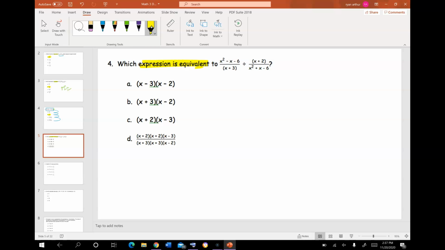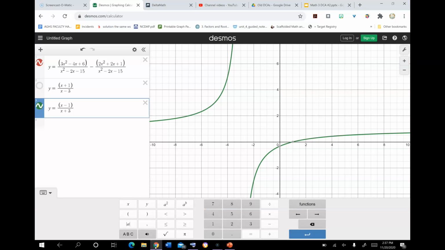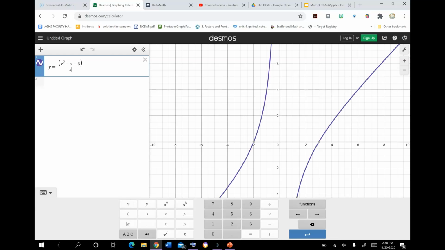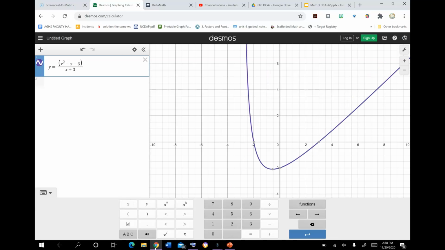Okay, so we're going to go back to Desmos, and we're going to keep doing the same thing. Exit. So y equals x squared minus x. I forgot my y equals, and I forgot my parentheses. Parentheses. There we go. Minus x minus 6. Close your parentheses. Divided by x plus 3. Nope, plus 3. Tab over, and it's divided.